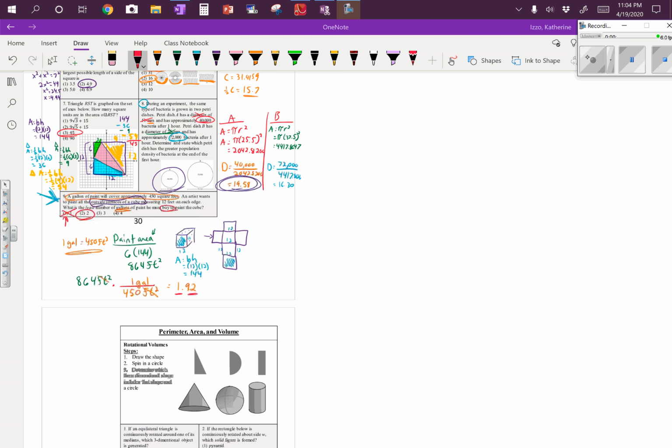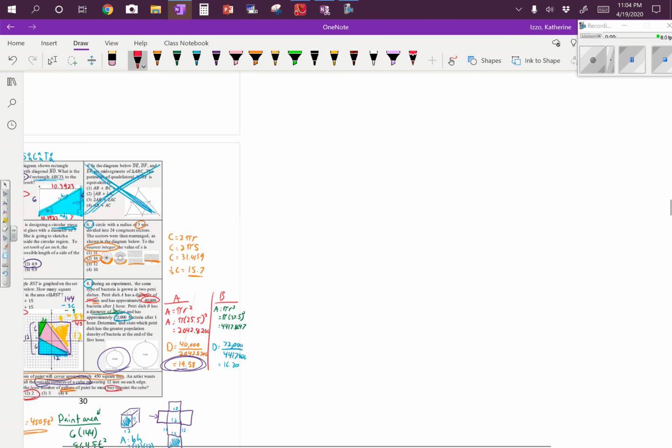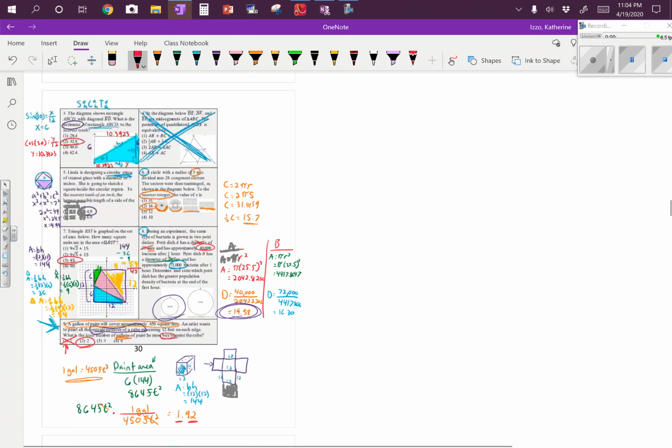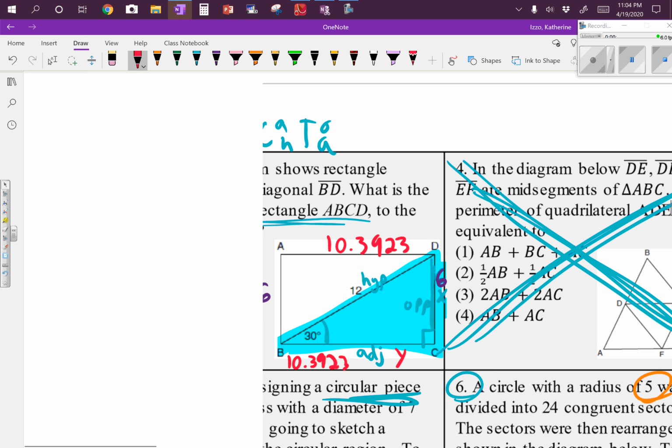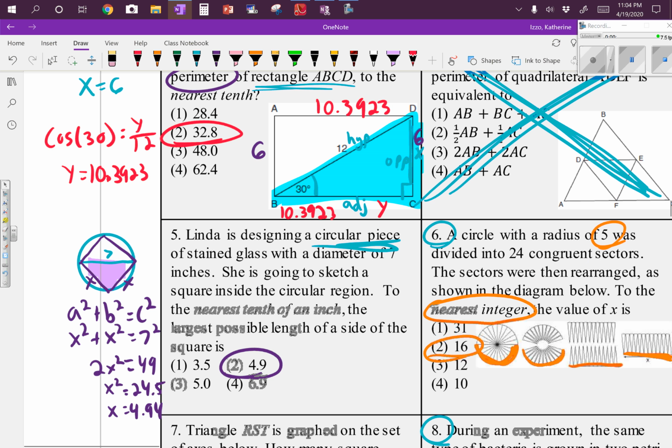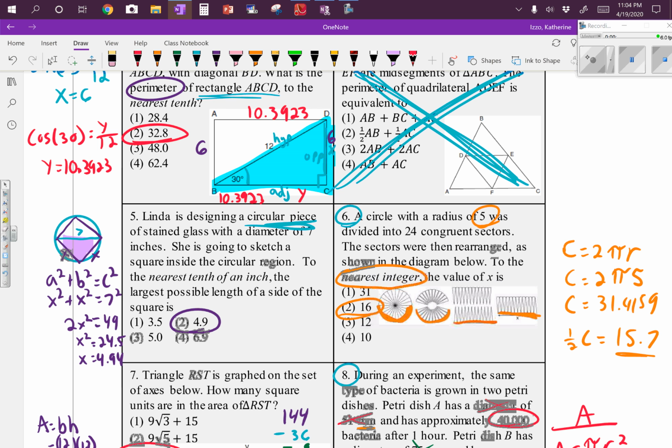Alright, welcome back. Last time we talked about the brake packet. We finished up all of the perimeter and area stuff. I want to briefly touch on number 3 and how important it is using sine and cosine, and then number 5 using a squared plus b squared equals c squared. You will see that coming up in our next unit.